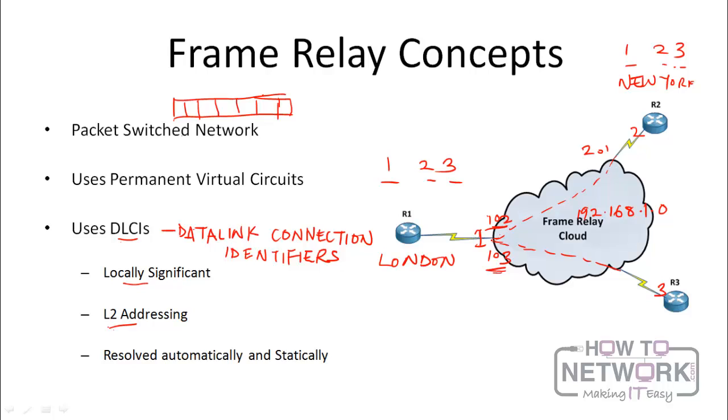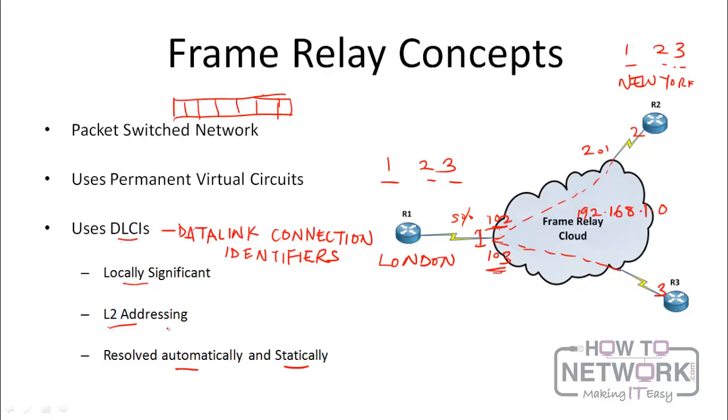If you have more than one DLC on a particular physical interface, you have to be able to resolve DLCs to IP addresses, in the sense that if you have just one interface, let's say serial 0/0, with DLCs 102 and 103, you have to be able to know that DLC 102 ties to 192.168.1.2, while DLC 103 ties to 192.168.1.3. And you can do that either automatically or statically.